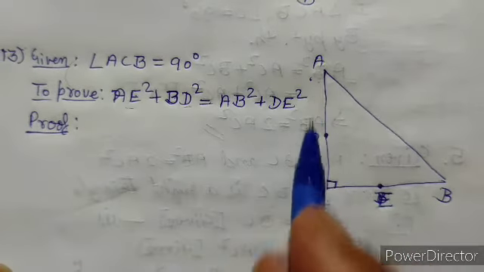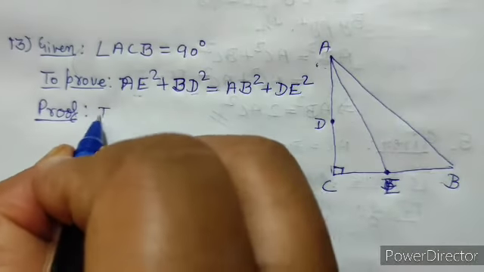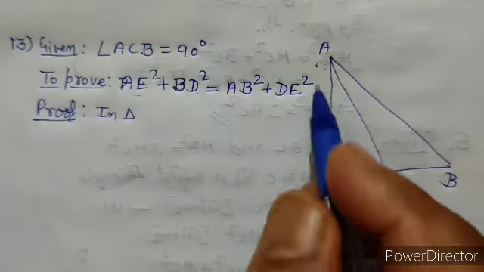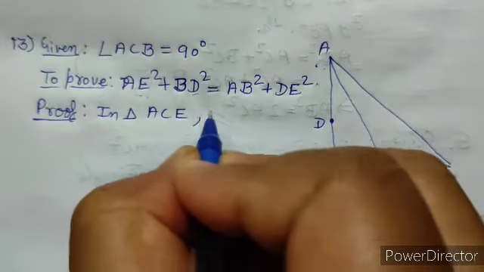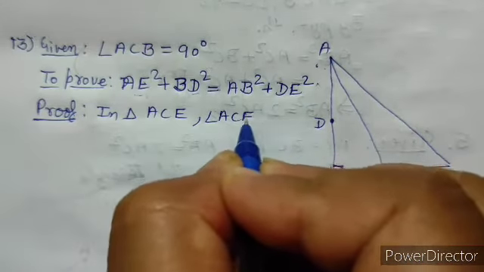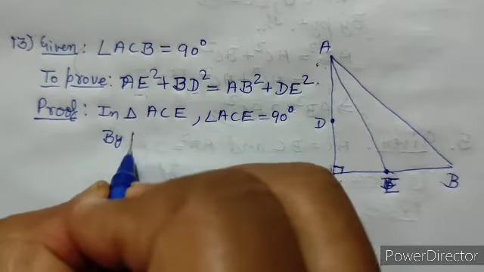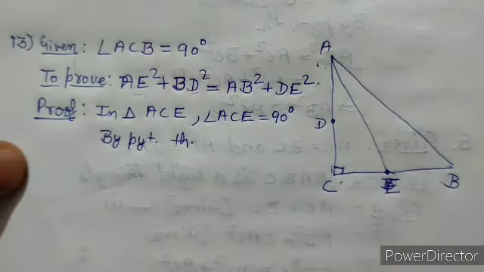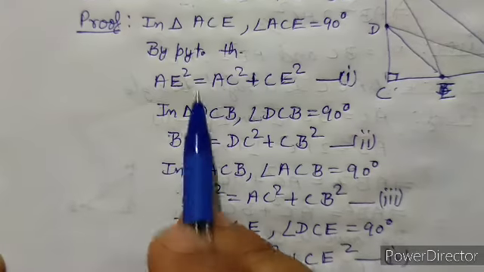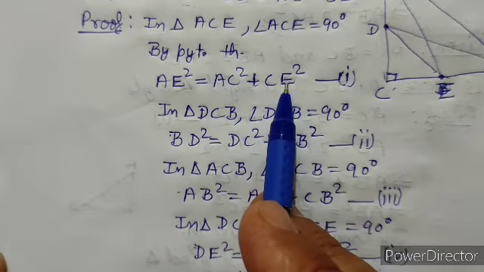Now AE square, to join AE in triangle ACE, angle ACE equal to 90 degree, by Pythagoras theorem, we will get AE square equal to AC square plus CE square.